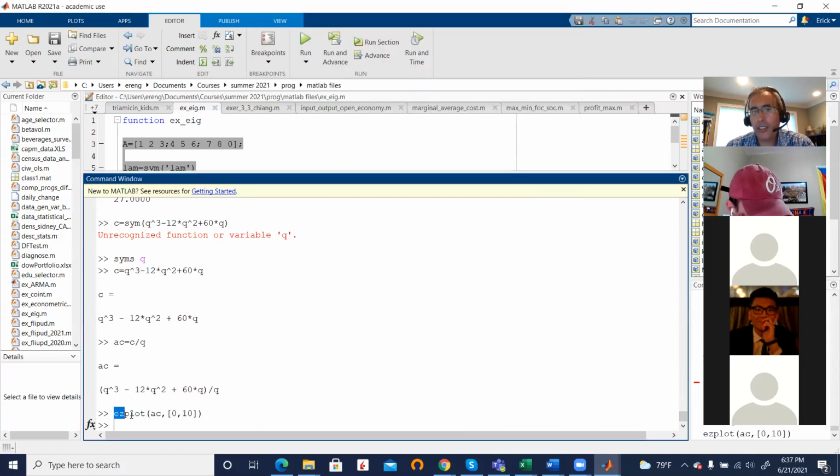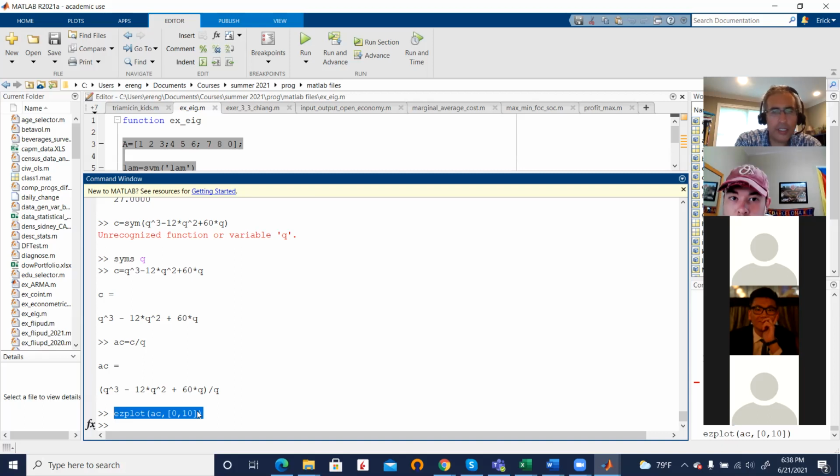Ezplot, guys, works with symbolic expressions. Remember, fplot works with characters or strings. Makes sense to you? Ezplot is the one that works with symbolic expressions. We also need to know how to solve. Do you have questions about ezplot? It's a matter of practice, guys. You're going to get it. fplot, ezplot.